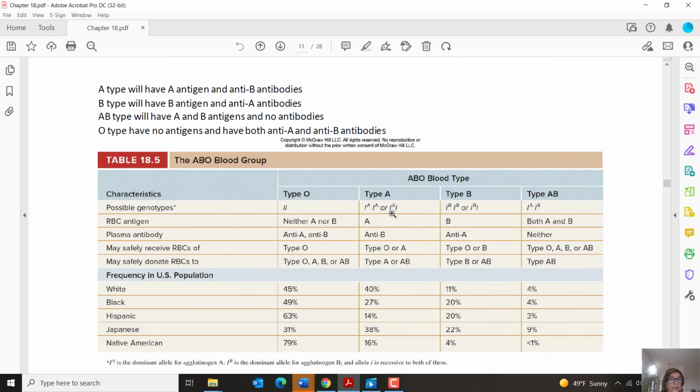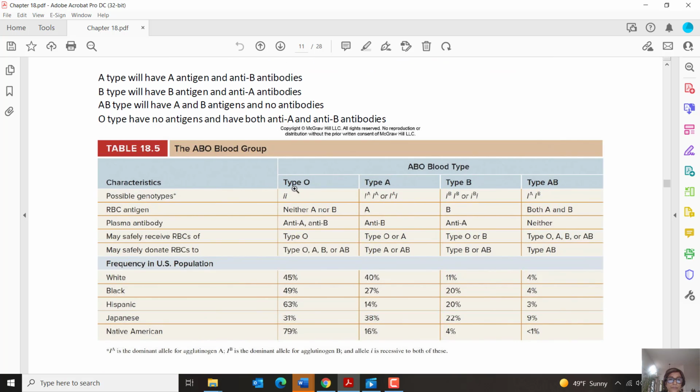So if we go here, we can see that type O has neither A nor B. Type A has A antigen, type B has B antigen, type AB has both A and B. What we write here are the genes, the alleles. Suppose you have taken biology, you must have seen this in your genetics class, where you have two alleles, like these are homozygous alleles, this is heterozygous. We have only one type, A and B, and then this one is recessive, right? So it doesn't have any protein.